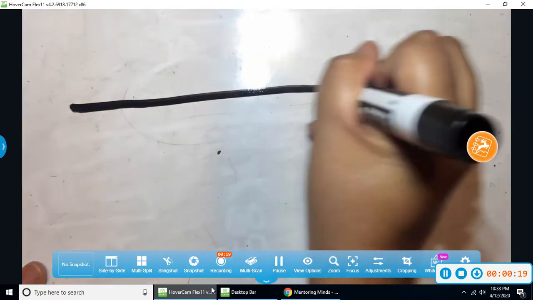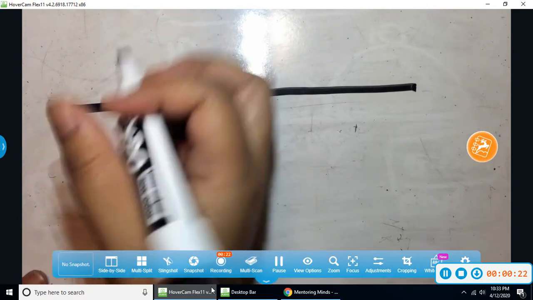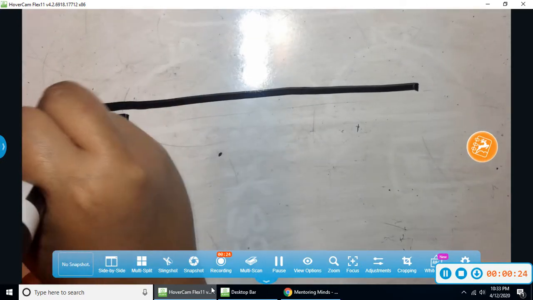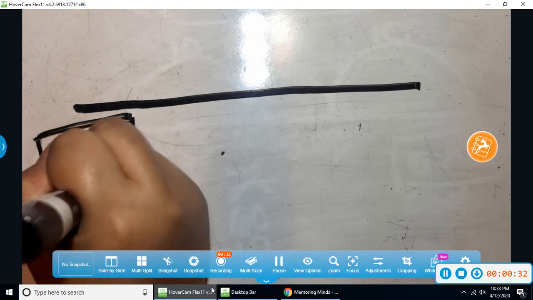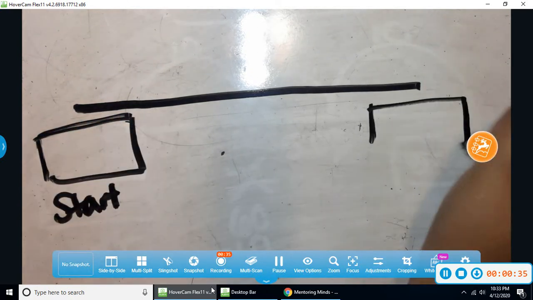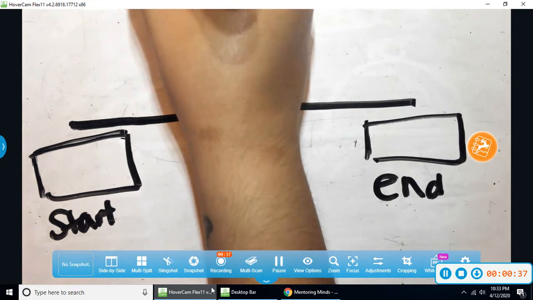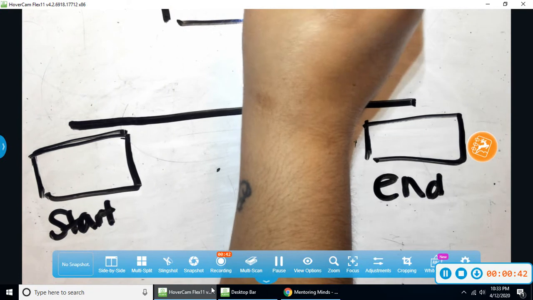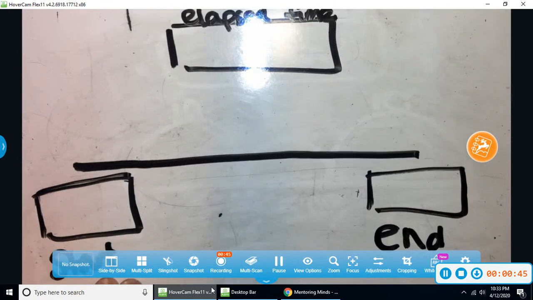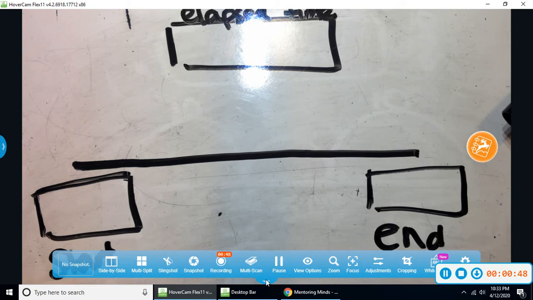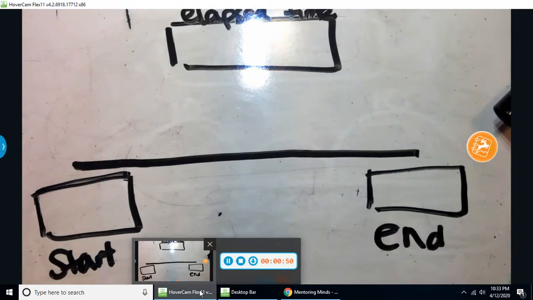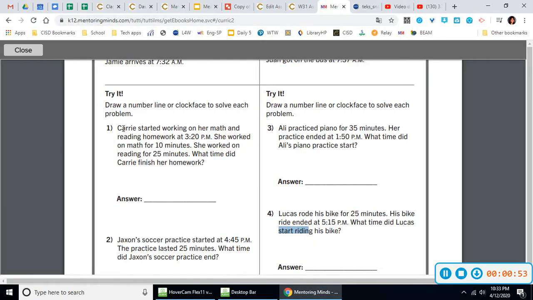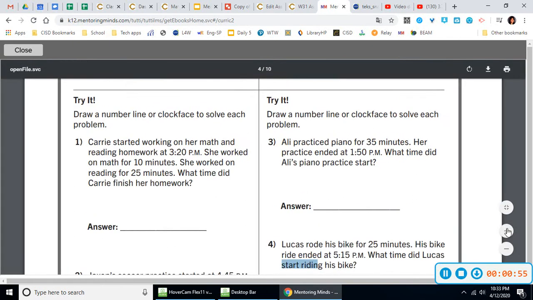I knew that it had to do with time, so I'm going to create my timeline knowing that I have my start, my components, my end time, and then my elapsed time, how much time was spent or passed on the activity. Okay, let me see if I can move this out of the way. Let me go back to the problem. Okay, let me zoom in a little bit.